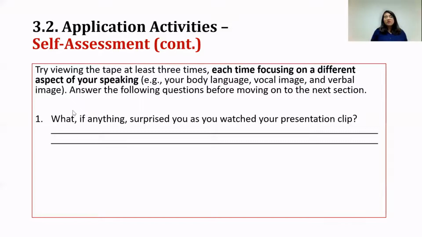So before asking the students to complete the worksheet, explain to them that they need to view the tape at least 3 times, and each time they need to focus on different aspects. Please explain what body language should be observed, what is focal image, and what is verbal image. So provide some guidelines too if you think your students need that.